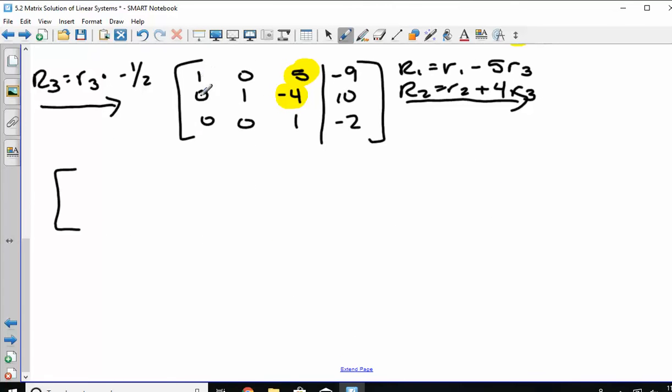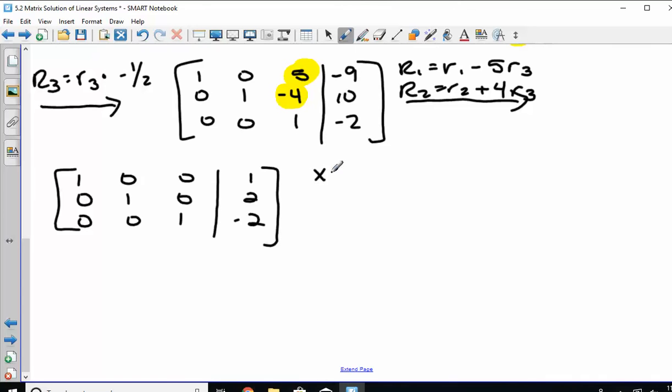Okay, so 1 minus 0 is still 1. 0 minus 0 is still 0. 5 minus 1 is 0. Negative 9 minus 5 times negative 2, so negative 9 plus 10 is 1. 0 plus 0 is 0. 1 plus 0 is 1. Negative 4 plus 4 is 0. 10 plus negative 8 is 2. So we have x equals 1, y equals 2, z equals negative 2.